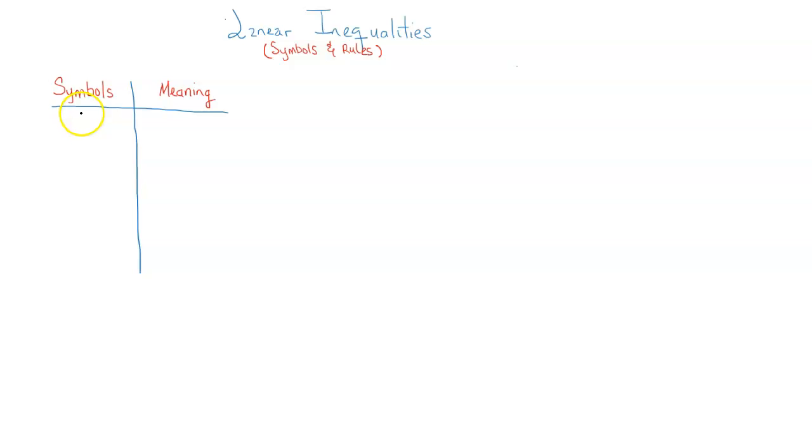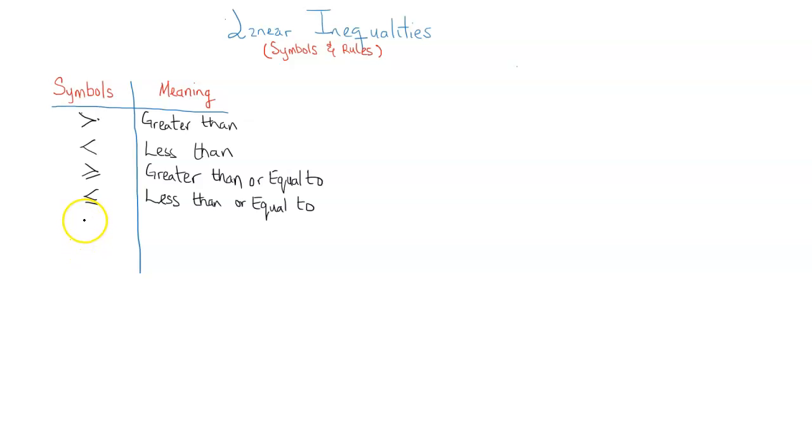The first is the greater than. This is the greater than, less than. Now, this is greater than or equal to. The next is the less than or equal to. We've got the very common one, the equal sign.